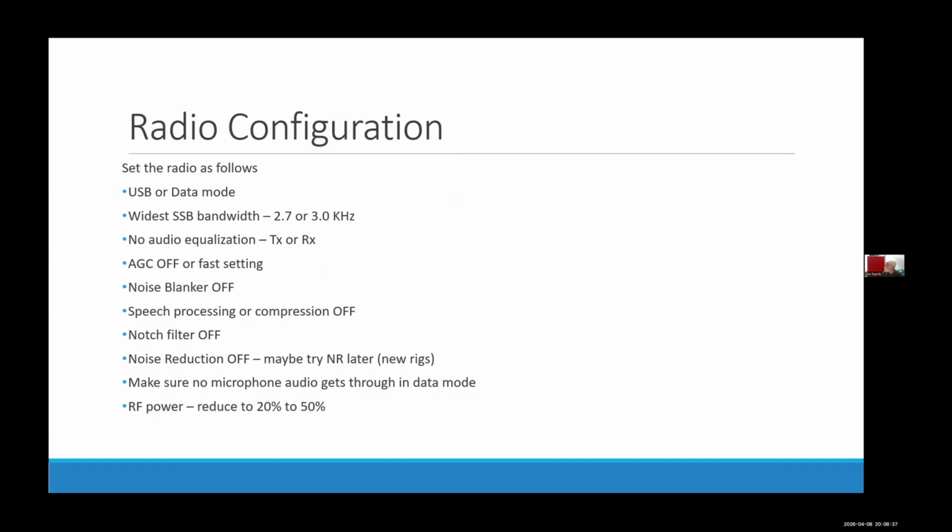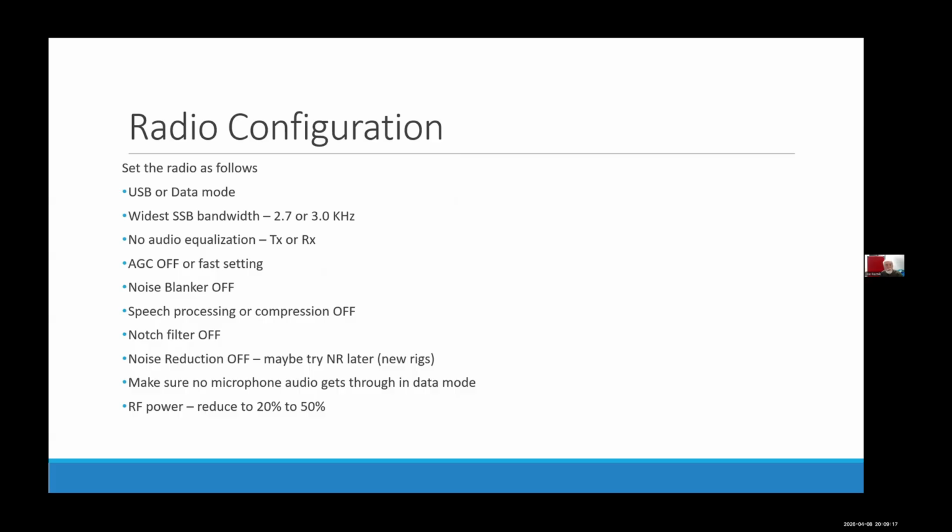Turn off any audio equalization, turn off AGC if you have a choice, or use its fast setting so that the levels don't fluctuate a lot. Turn off your noise blanker, turn off speech processing, turn off audio compression, turn off any notch filter, turn off noise reduction. Now on newer transceivers, noise reduction is pretty good, and it may actually help you in a noisy band, but start with noise reduction turned off.